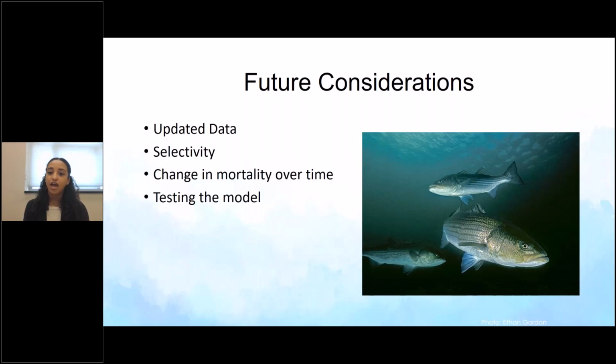I also pointed out that selectivity can sometimes be hard for this model to estimate. In this model, we're using either a logistic with 2 estimated parameters or a double logistic with 4 estimated parameters. But when we start to introduce stronger penalties on those parameters or change the bounds, we actually sometimes get really different results. So something we really want to consider in the immediate future is what equations make sense for the surveys and the fisheries, and also how we want to define those constraints, because it really will change the output of this model.